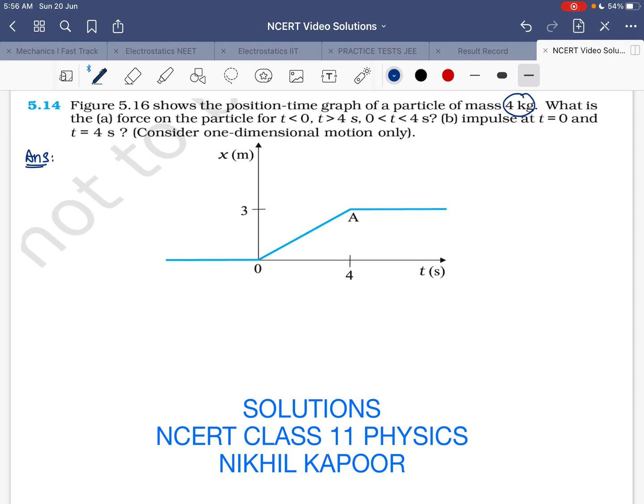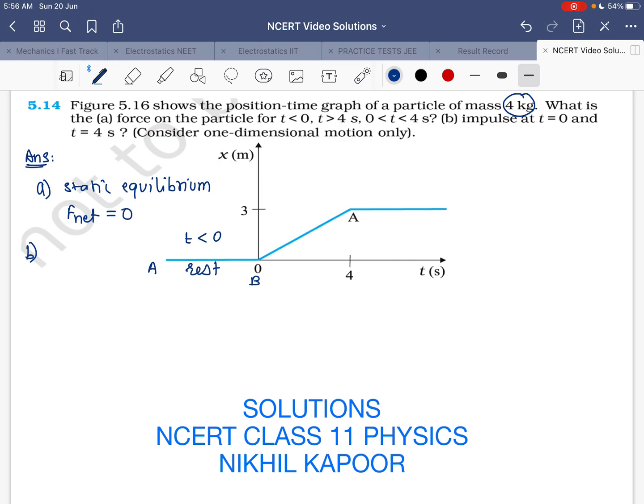So if you see the graph for t less than 0, this is the portion of the graph for t less than 0, which is from say A to B. The object is in a state of rest. So for the first case, as the object is in a state of rest, it means it is in static equilibrium, and according to Newton's first law, if an object is in a state of rest, then the net unbalanced force acting on the body is 0.